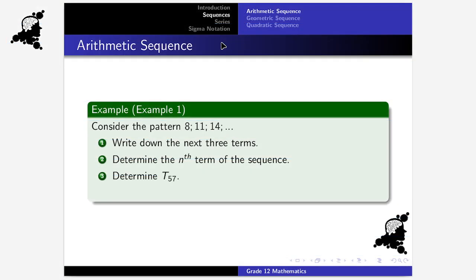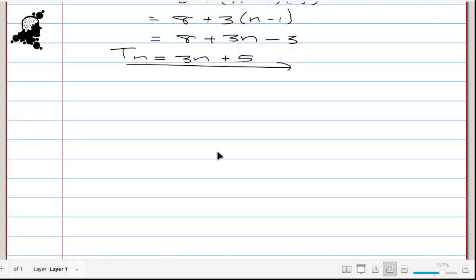The next question says determine T57. So we're looking for the 57th term. The first thing I need to do is write down my general term again. So this is going to be 3n plus 5. To get T57, we need to take note that the value of n is 57.